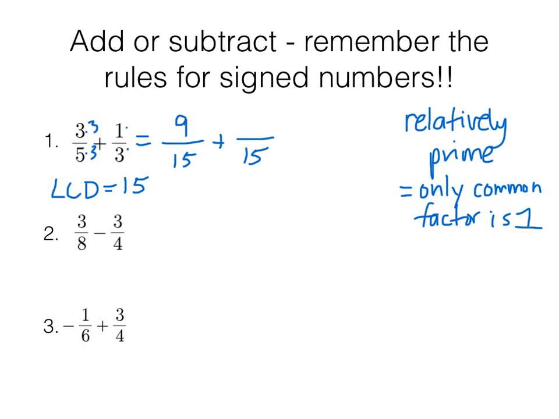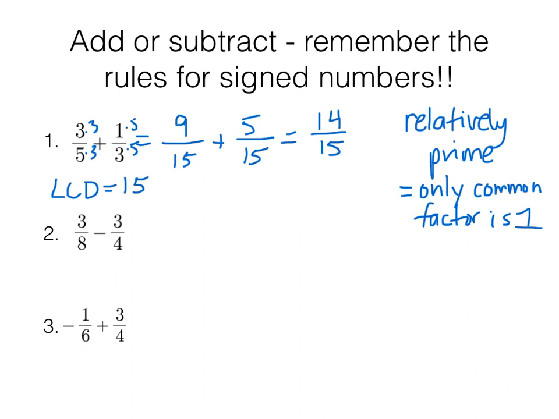Anyway, 1/3 multiplying by 5 to get 15ths. All right. And now we add them together. 9 and 5, 14. 14/15ths. That was easy. No need to simplify because 14 and 15 are, hey, relatively prime because they don't have any other common factors other than the number 1.